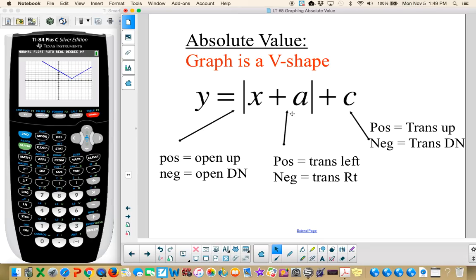So here's a synopsis of what we learned. Outside the absolute value, if it's positive, it opens up. If it's negative, it opens down. Inside the absolute value, if it's positive, it translates left, sort of just the opposite of what you would think. And if it's negative, minus a, then you translate to the right. On the outside of the absolute value, if it's positive, you translate up, and negative, translate down.